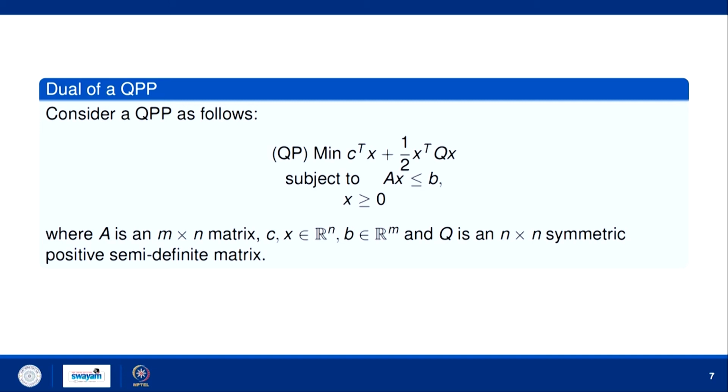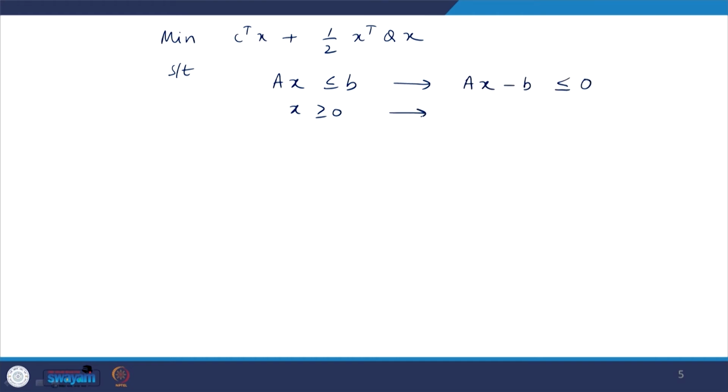So, again to write a dual we can first write the Lagrange function. What is the problem we are having? The problem is minimizing C transpose x plus 1 by 2 x transpose Q x subject to A x less than or equal to b and x greater than or equal to 0. Now, this constraint can be rewritten as A x minus b less than or equal to 0 and this constraint can be written as minus x less than or equal to 0. Let the Lagrange multipliers corresponding to these constraints be u and let the Lagrange multipliers corresponding to these constraints be v.